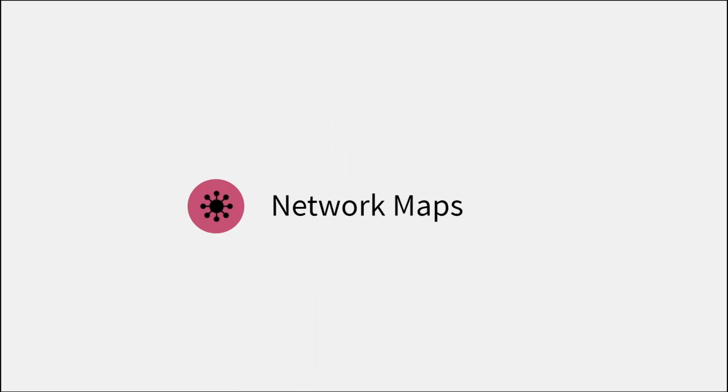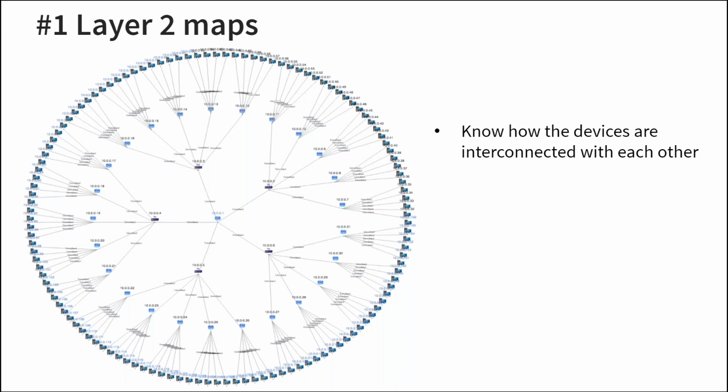So network maps. We have multiple network maps, but the very first thing that I would like to talk about today would be layer 2 maps. What exactly layer 2 maps do is map your network with just one device. It can sound interesting how it works. I'll be showing it to you once we move over to the UI. Basically, you can know how your devices are interconnected with one another.